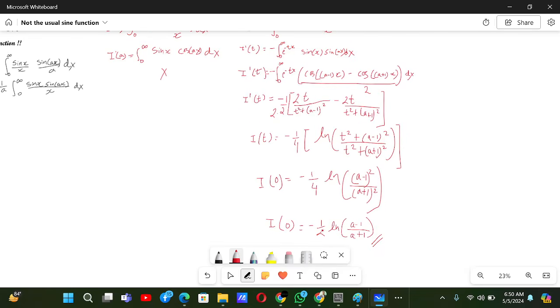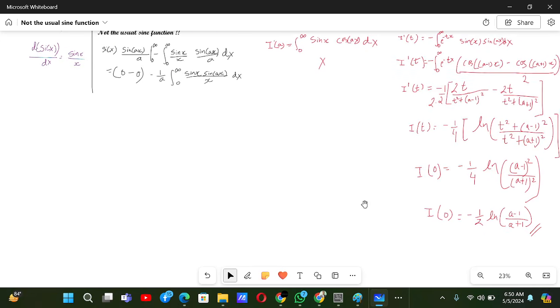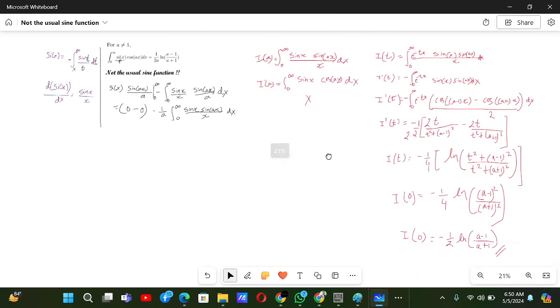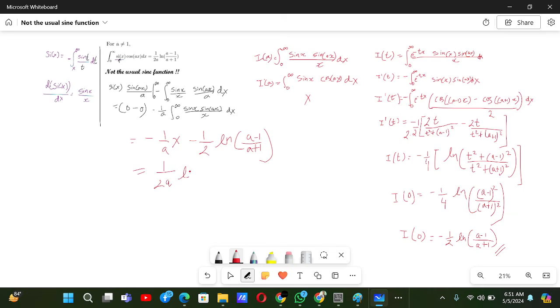And what's the next thing that we need to do? That is to replace this value of the integral of sine x by x. Replacing that value, we get minus 1 by a times minus 1 by 2 ln of (a minus 1) by (a plus 1). So we get 1 by 2a ln of (a minus 1) by (a plus 1), and this is the answer of this integral.